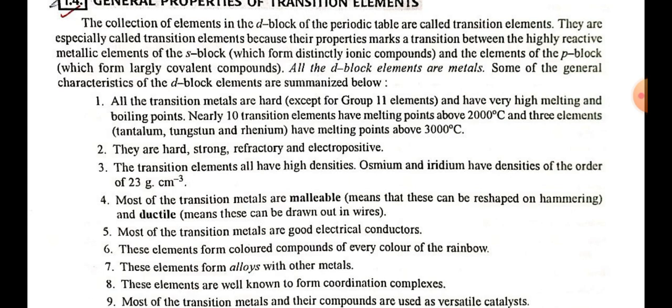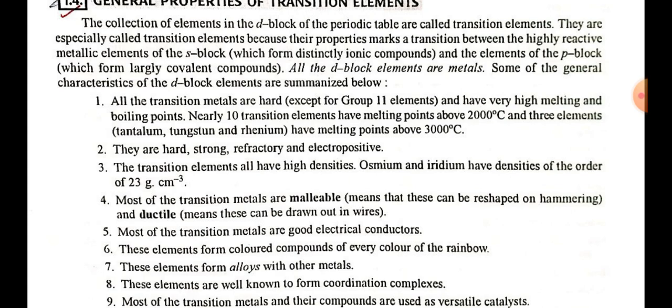Most of the transition metals are malleable, meaning that they can be reshaped on hammering, and ductile, meaning they can be drawn out into wires. Most of the transition metals are good electrical conductors. These elements form colored compounds of every color of the rainbow. These elements form alloys with other metals.